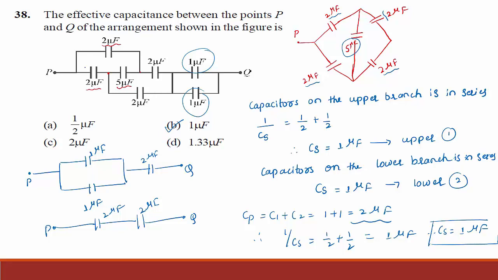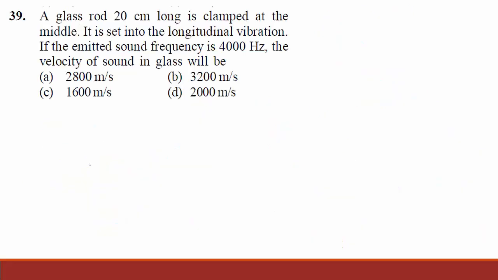See here, initially we redrew the given arrangement like a Wheatstone bridge. Here the 5 microfarad is ineffective, the upper branch is series, and the lower branch is also series having the same value. So we got 1 microfarad. And now we redraw the same arrangement here. Again these two are parallel to each other.